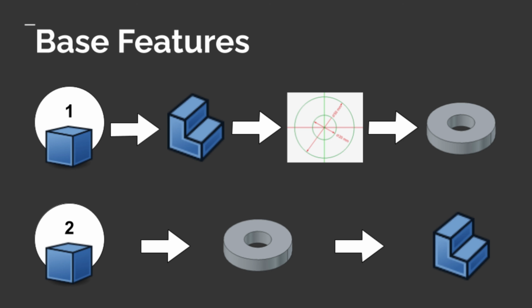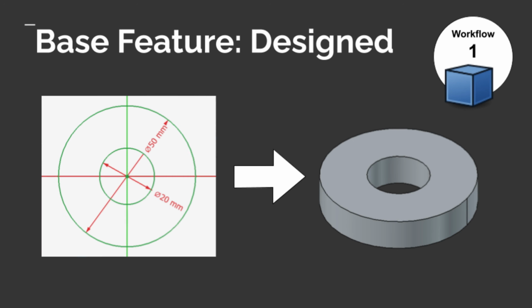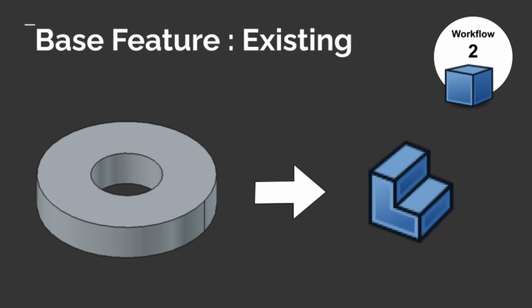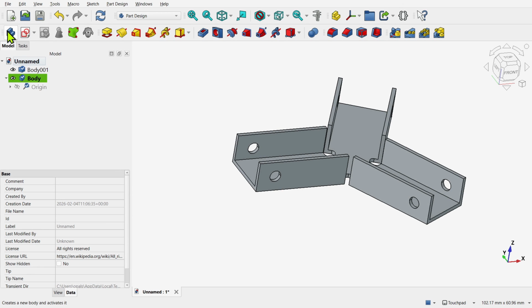When we talk about the base feature in FreeCAD's Part Design Workbench, there are actually two different meanings. The first, and what we have been following so far in this course, is the start of a model, the very first operation that creates a solid. The other is when we already have a solid, for example a STEP file, or a Part workbench shape.